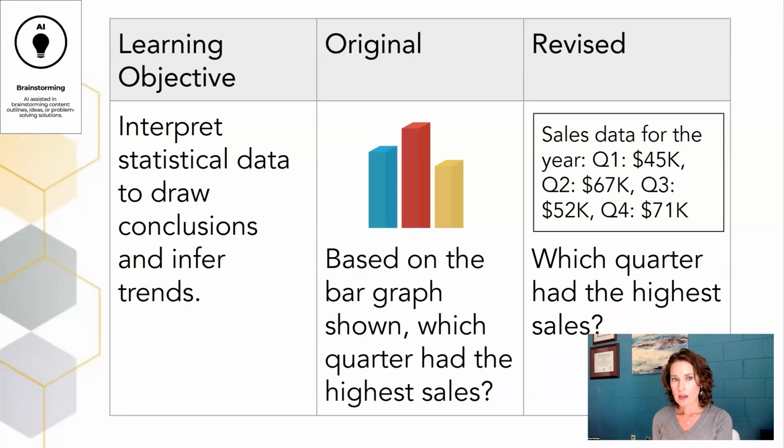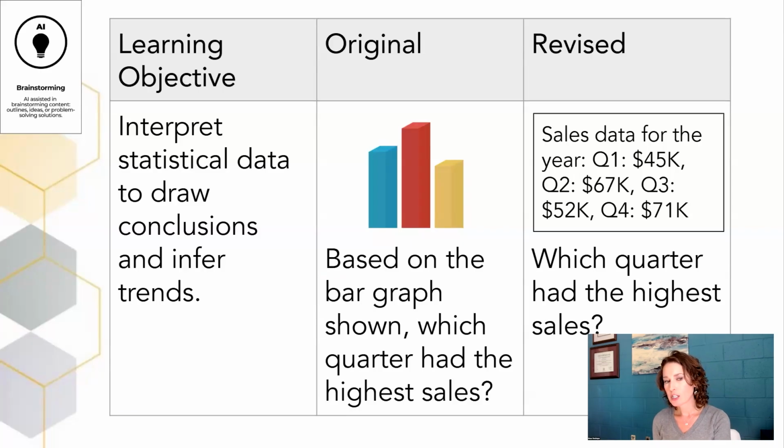Let's say that your learning objective in a statistics class is to interpret statistical data to draw conclusions and infer trends. You might originally have had a question that said, based on the bar graph shown, which quarter had the highest sales? Now, we've already got some issues because we're only showing 3 of the 4 quarters. So a lot's gone wrong in the backstory here.